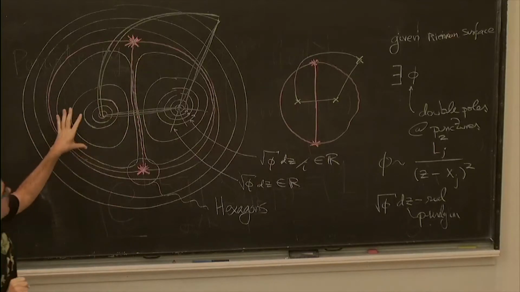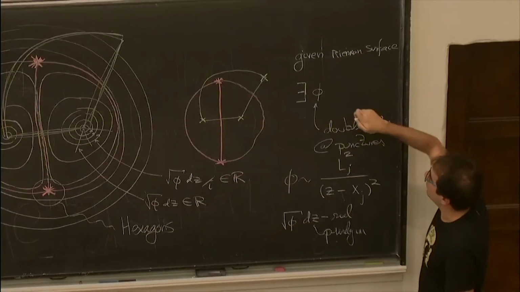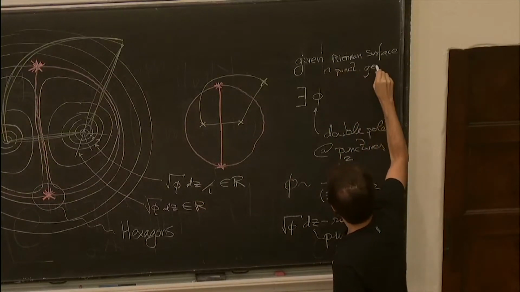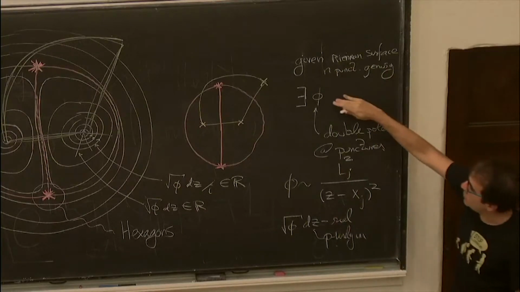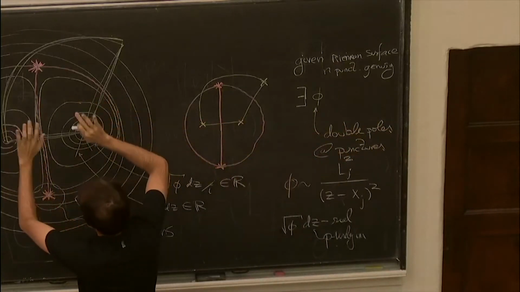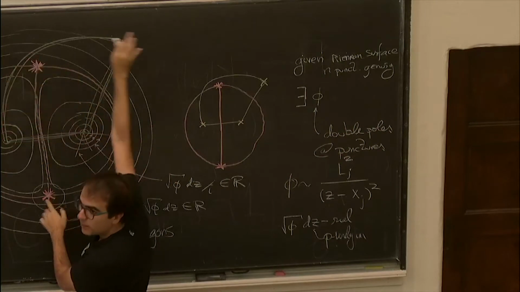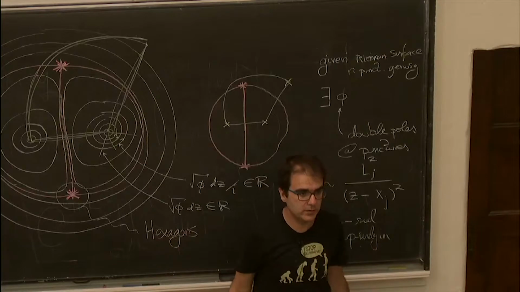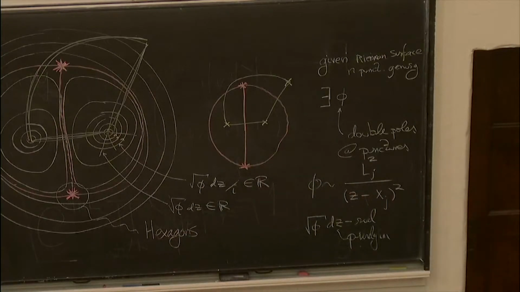But then the statement, and this is the theorem of Strebel, is that given a Riemann surface with some n punctures and genus g, the theorem is that there exists a unique differential where the surface is nicely divided into these disk-like regions, with these critical lines that separate these disk-like regions and that cover the full surface. Okay? Is it clear?